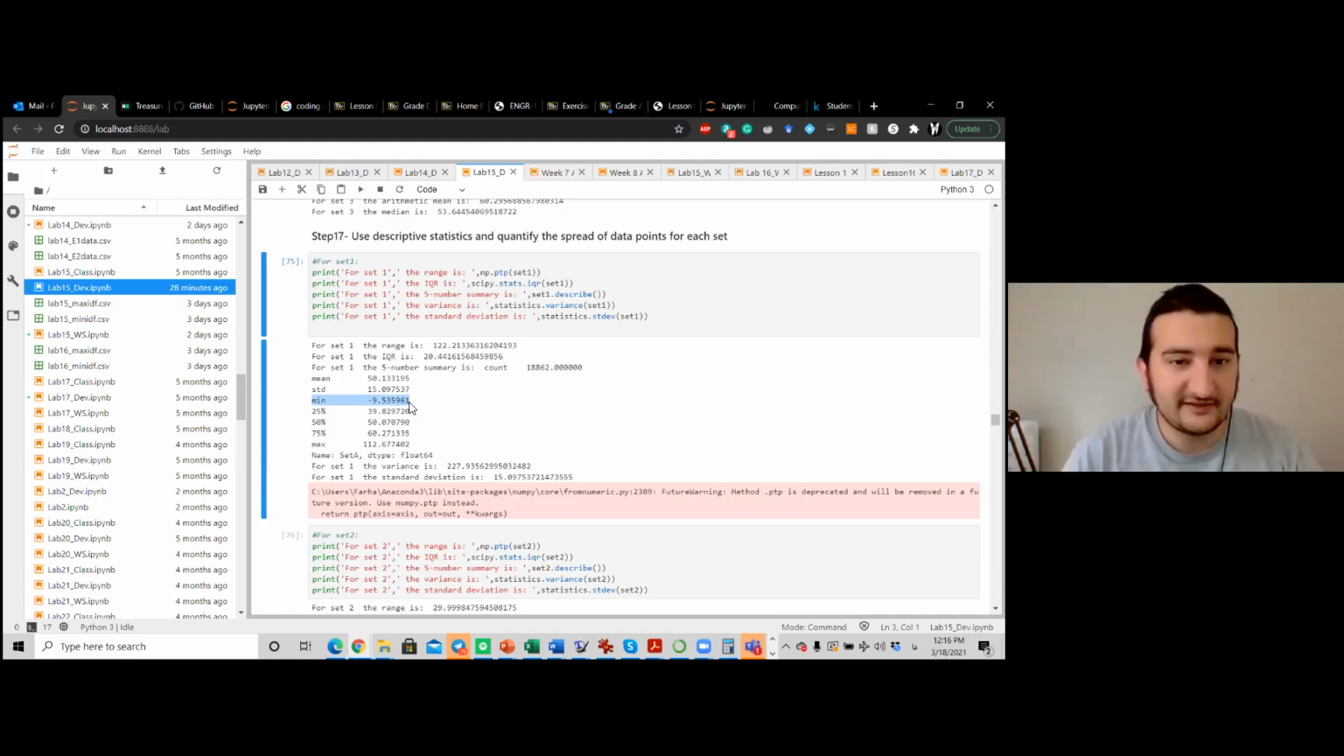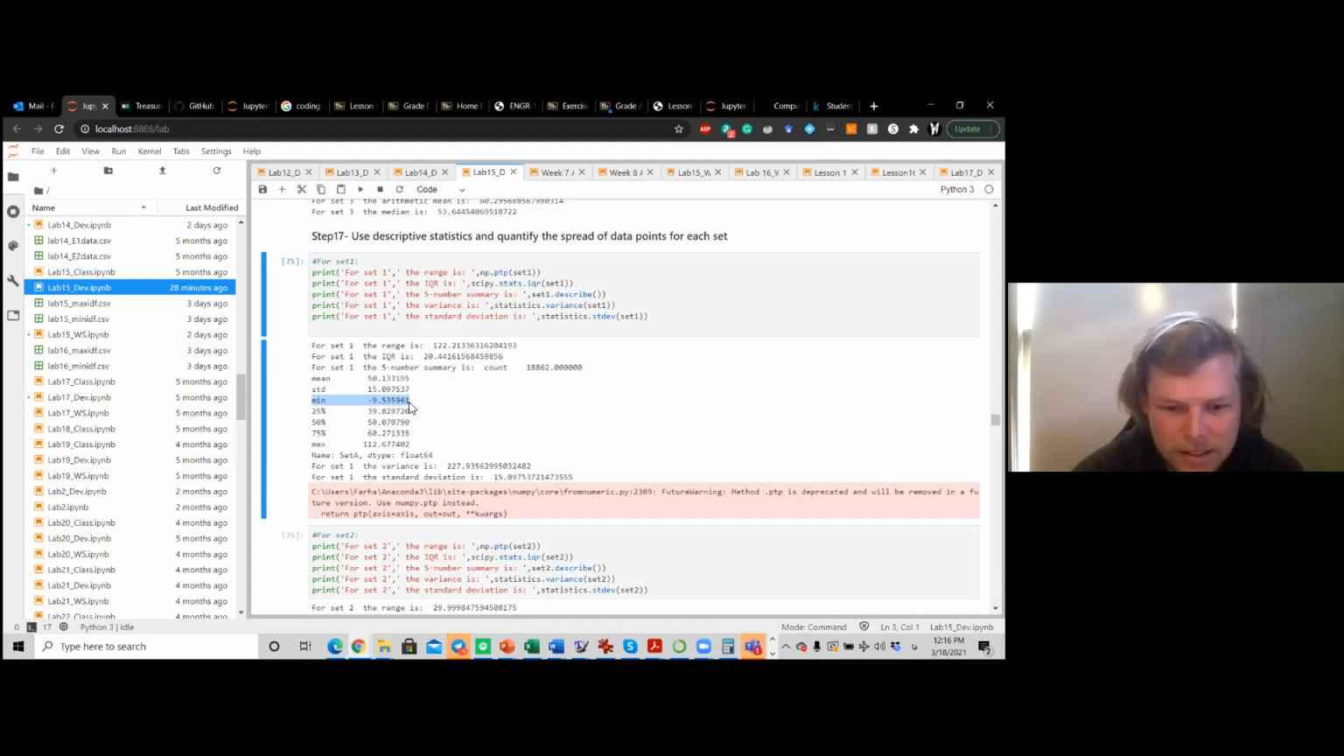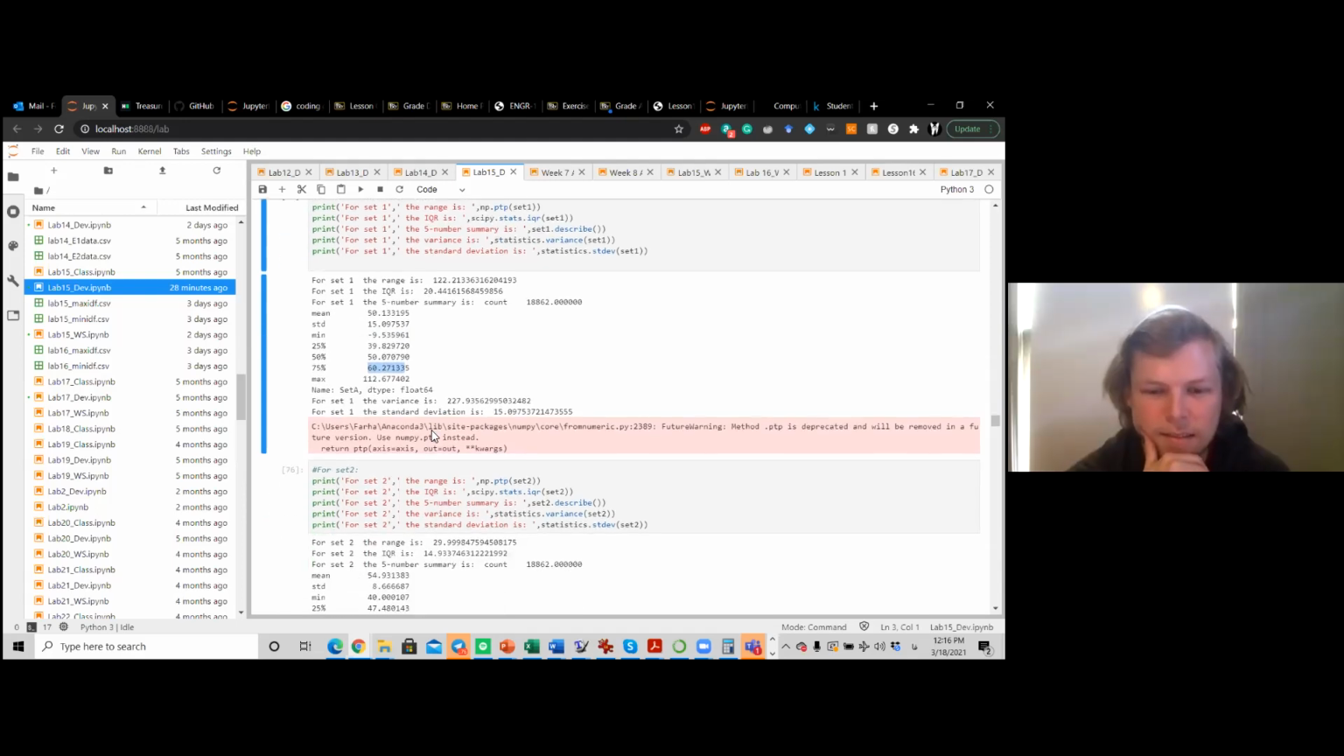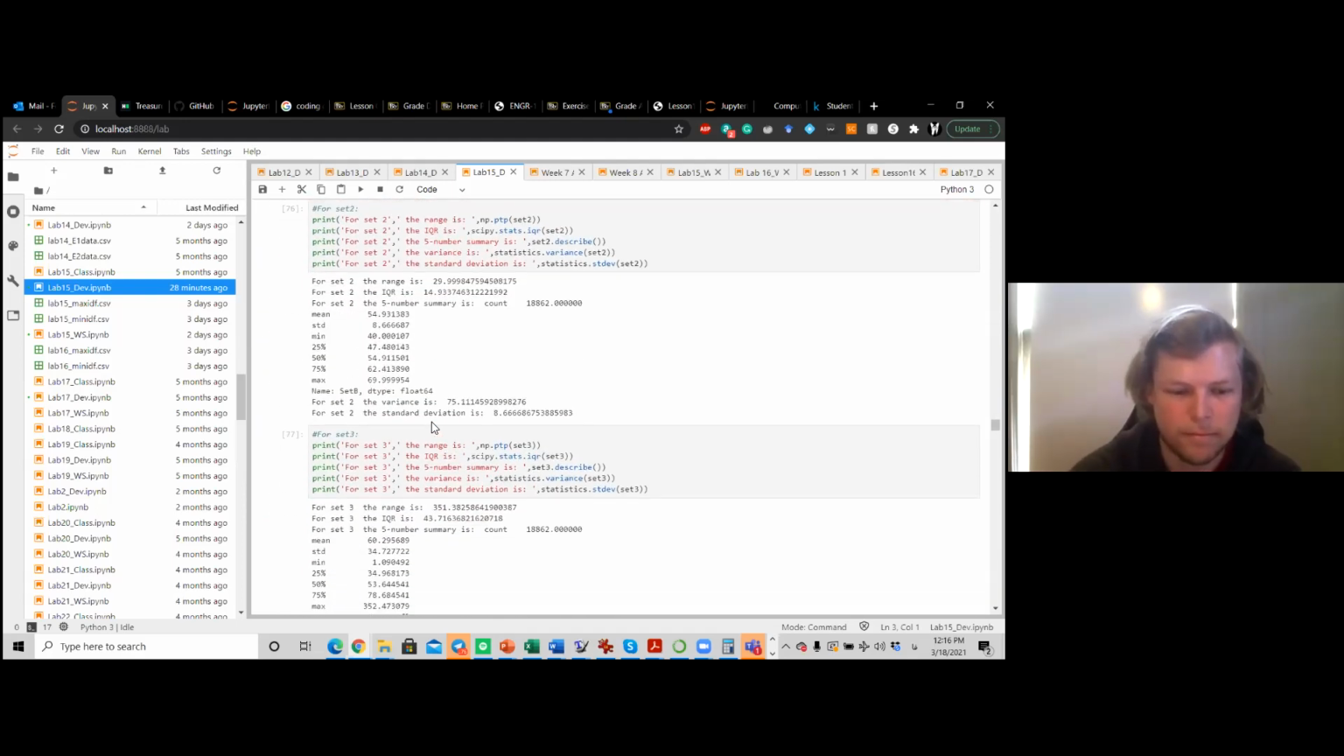Is there anything else about set one that gets your attention? The max is 112, which is significantly larger than the mean and significantly larger than the 75th percentile. Which again gives you a hint about the presence of outliers. Yes. Okay. Let's move on to set two. What do you see here?